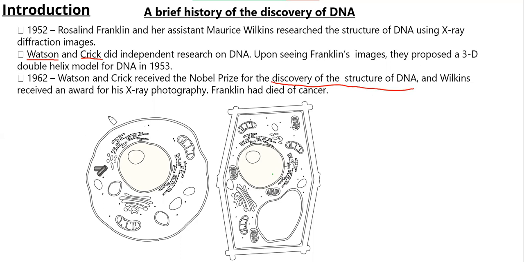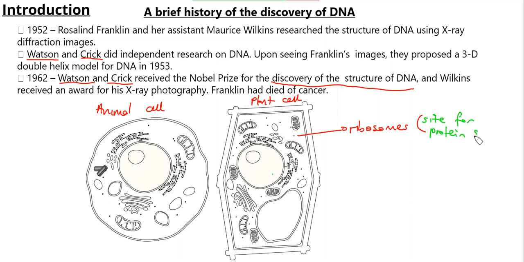And now let's look at different types of cells that we have. Here is your animal cell and your plant cell. On these two cells, I just need to look into a few organelles that are important that we're going to be dealing with. So we've got these small dots that you see here, that's your ribosomes. And what do your ribosomes do? This is the site for protein synthesis.